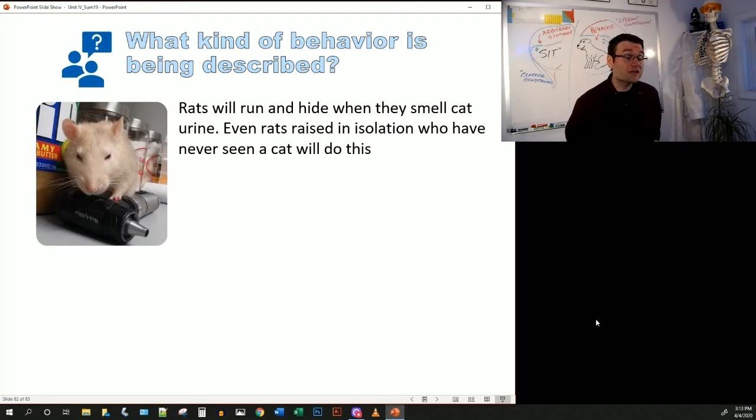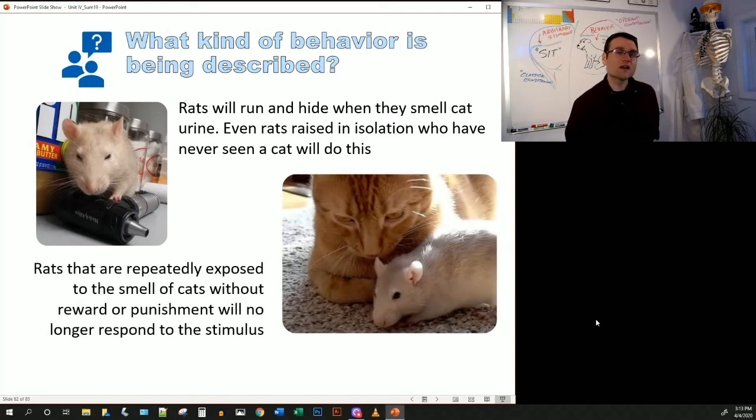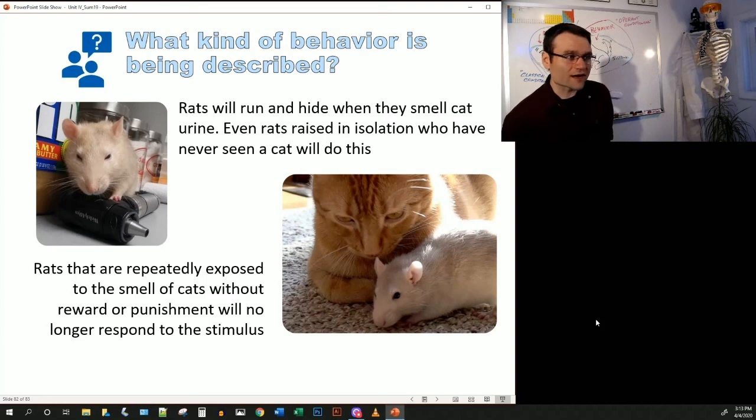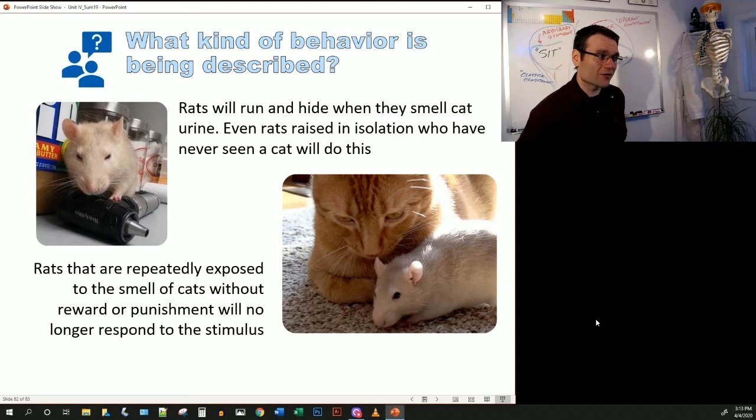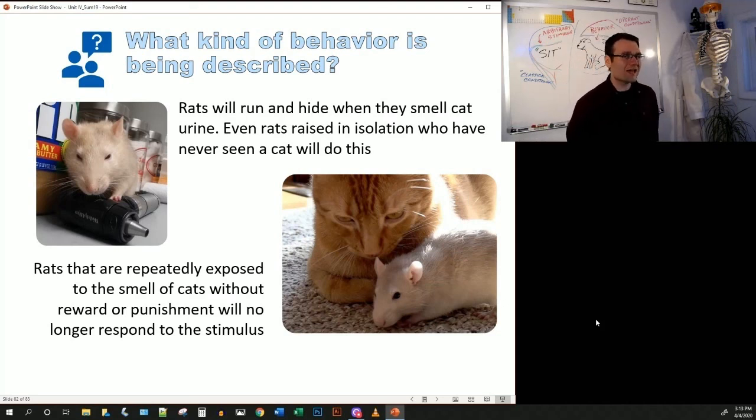If you repeatedly expose a rat to that smell with no reward or punishment, it will slowly get used to it, right? And eventually you can even train a rat and a cat to kind of be friends with each other. They will both suppress their inherent associations with fear or hunting behavior, and they will kind of hang out together. So what kind of behavior is this? Pause the video and think about it for a sec, write it down, and then I'll come back and tell you.